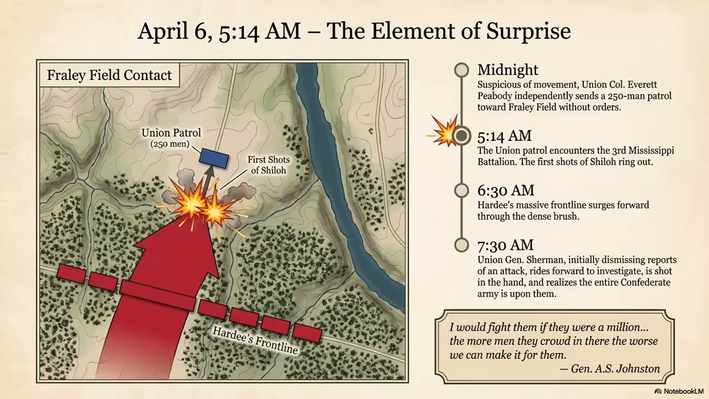At 6:30 a.m., Hardee's massive front line surges forward through the dense brush. Union General Sherman initially dismisses the reports, but riding forward to investigate at 7:30 a.m., he is shot in the hand, suddenly realizing the entire Confederate army is upon them. Fueled by General Johnston's fierce resolve, the onslaught begins in earnest.